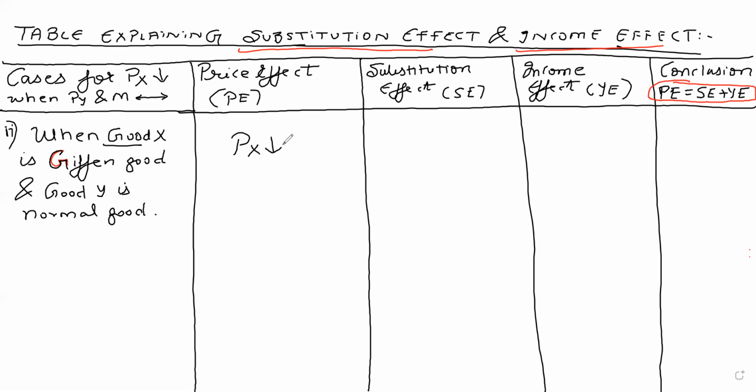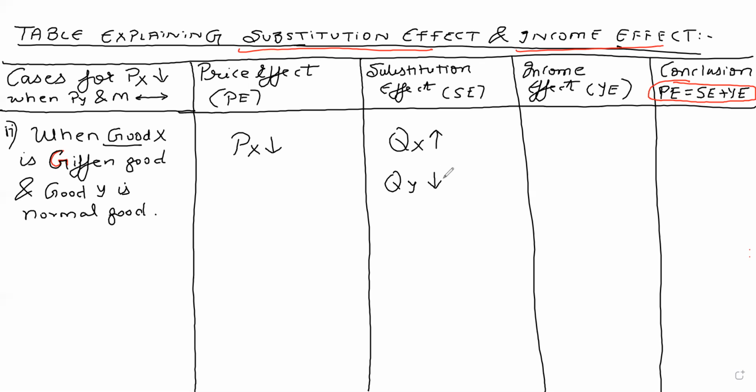So again, guys, when the price of a Giffen good falls, will the substitution effect change? No, because substitution effect purely relies on the relative price change. It has nothing to do with income or purchasing power. Good X is a Giffen good, no issue. It has become cheaper, let me buy more of it, and less of the other good.